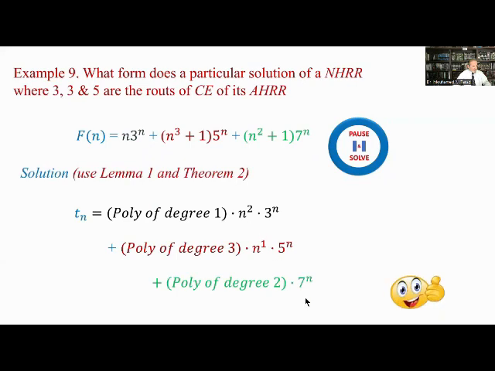And here's what you see. n squared here because 3 is of multiplicity 2. n to the power 1 because 5 is a root. And here there's no n because 7 is not a root of the characteristic equation.